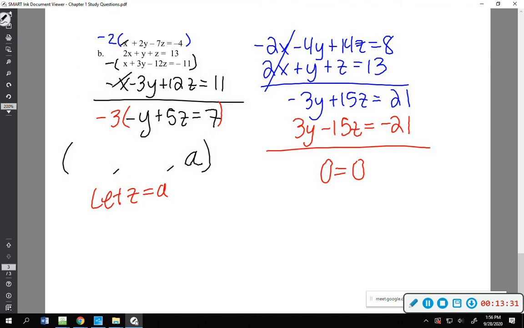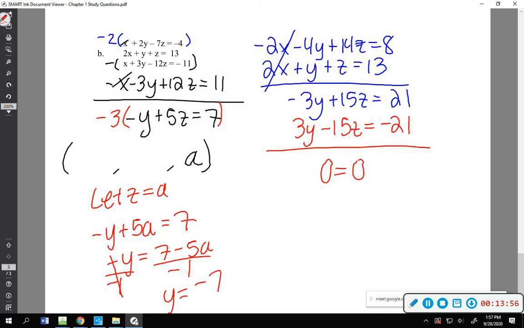I might use this one. So if z equals a, then we have negative y plus 5a equals 7. And we're trying to get y in terms of a. So let's solve for y. So subtract 5a from both sides. And then we need to get rid of that negative. So divide everything on the right side by a negative 1. And that gives us y equals negative 7 plus 5a, and we always write the variable term first, so we'll say 5a minus 7. It won't be incorrect if you don't, it's just standard form to write it that way.